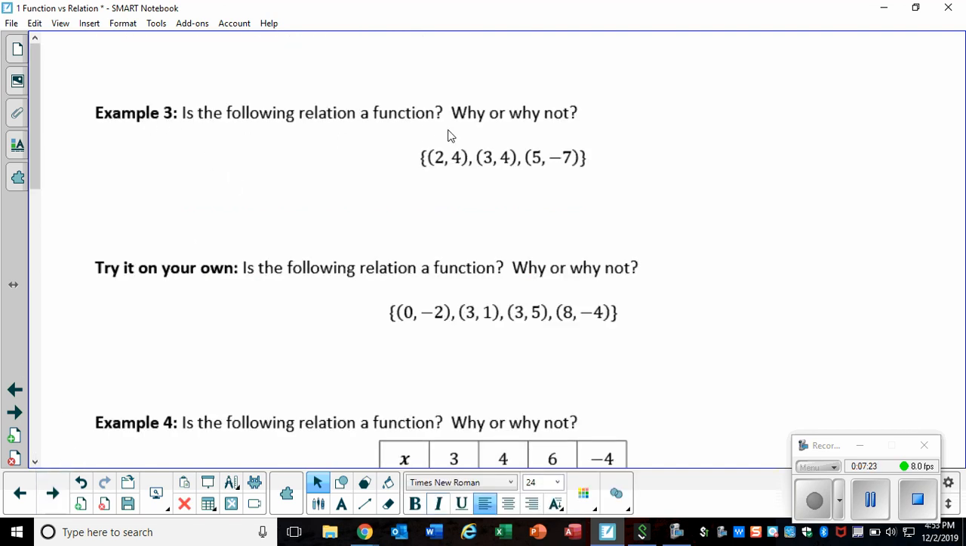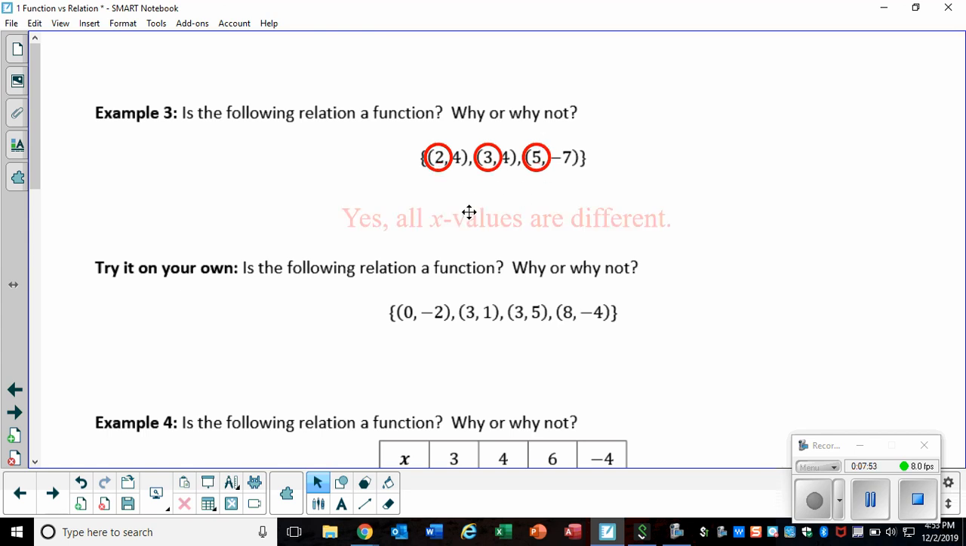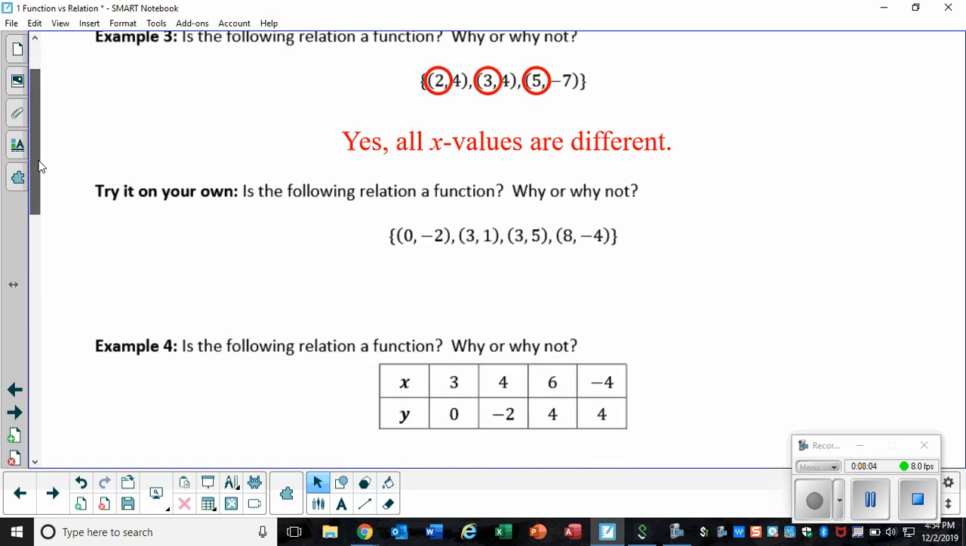So that's what we're going to do here. Example 3, is the following relation a function? Why or why not? So when we're talking about is it a function or not, we're really just looking at the x values and checking to see if they repeat. So here, I'm going to look at this set of ordered pairs. I have an x value of 2, an x value of 3, and an x value of 5. The x's aren't repeating, and each one is only matched with one number. It's okay if the y's repeat. That is totally fine. But the x's don't repeat, so that means it is a function because all the x values are different. No x values repeat. There's lots of different ways you can explain why or why not. Okay? And now you guys are going to try this one on your own.